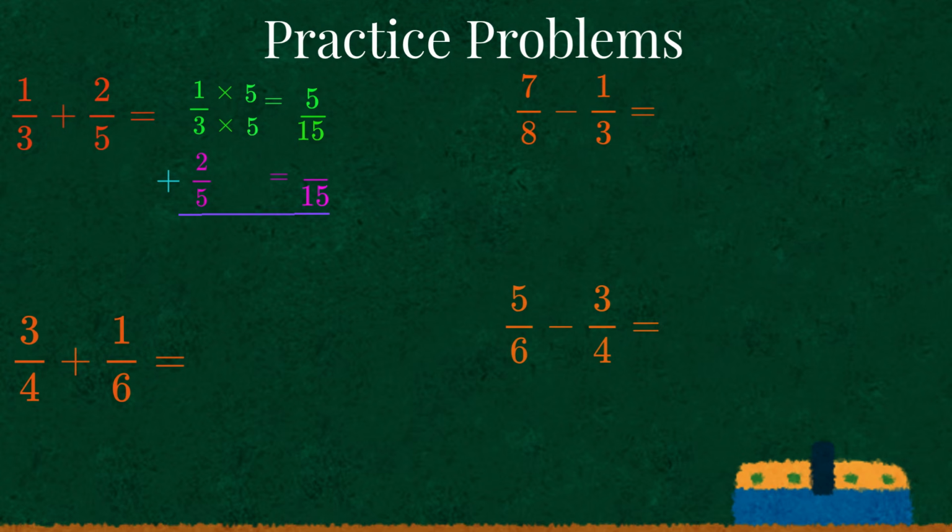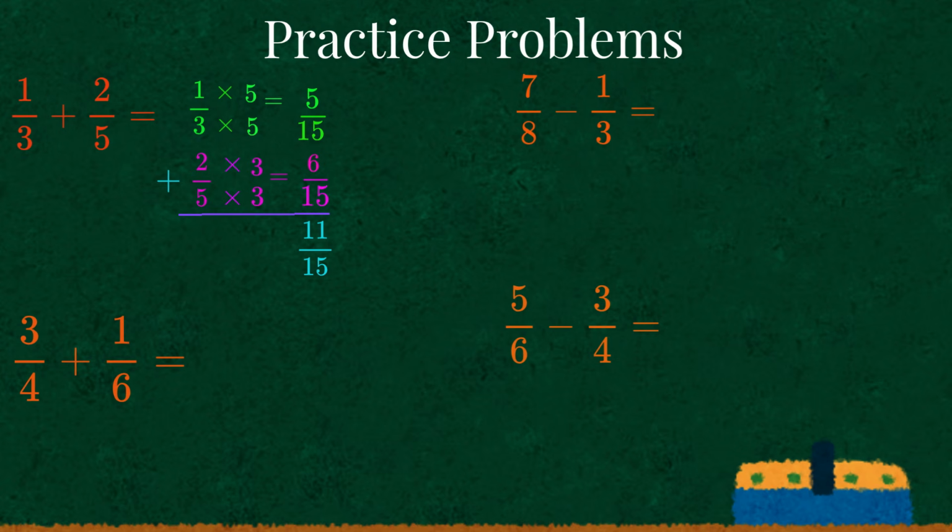Now I must do the same thing with my second fraction. 5 times what number gives me 15? 5 times 3 gives me 15. So if 5 times 3 gives me 15, I must multiply my numerator by 3 as well. So 2 times 3 equals 6. So that fraction becomes 6 over 15. So now I can add my two fractions together because I have a common denominator. 5/15 plus 6/15 equals 11/15.